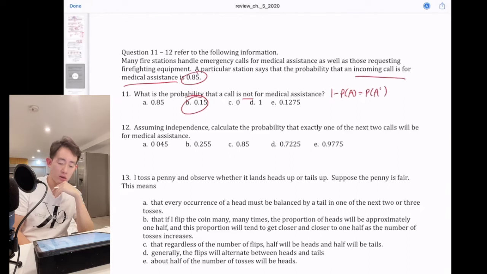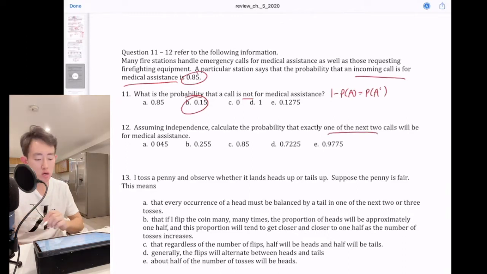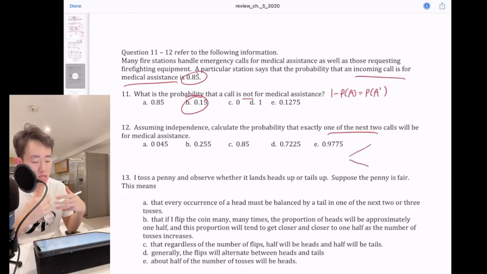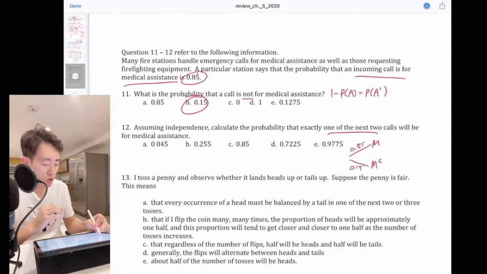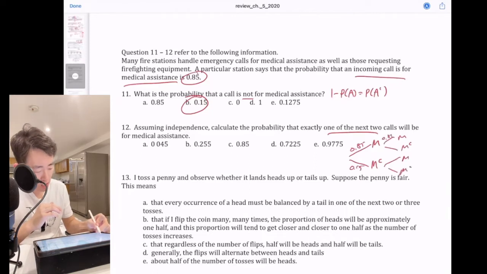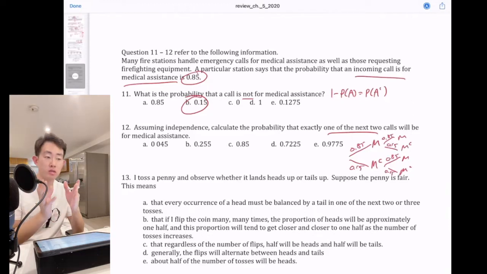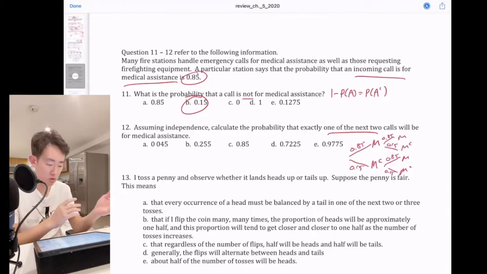Assuming independence, calculate the probability that exactly one of the next two calls will be for medical assistance. So assuming independence, exactly one of the next two calls, my advice is to draw a tree diagram for this. The first call is either medical assistance or not medical assistance, that will be 0.85 this way, 0.15 that way. Now there's another call, which means it will be M or M complement, and all the chances will be the same because they're independent, right? One event doesn't influence whether the second call is for medical assistance or not.